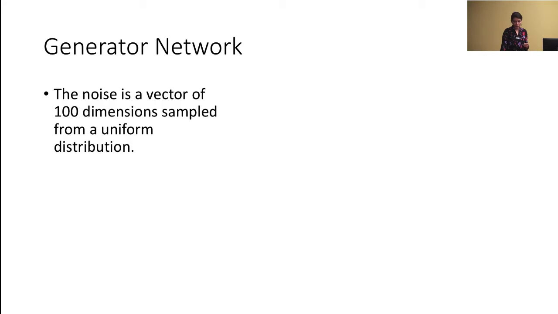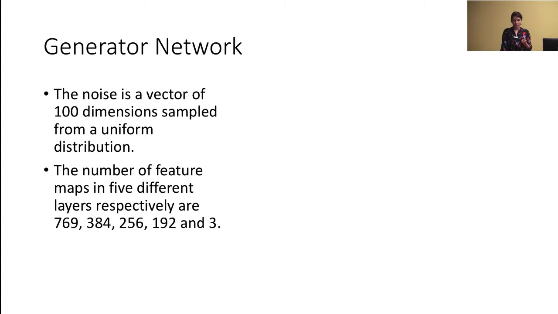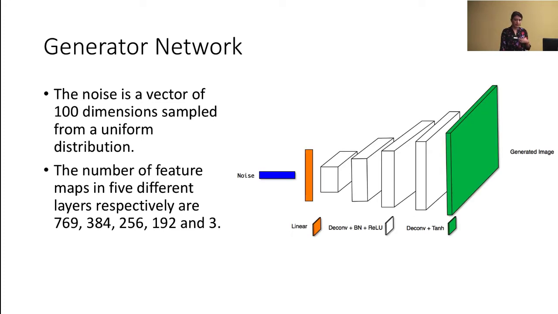And for the generator, the generator starts with noise. The noise is a vector of dimension 100 that's sampled from a uniform distribution, followed by different deconvolution layers. At the end, we get RGB images. So first we have the noise, then we use a linear layer to increase the dimension of that, followed by some deconvolution layers. At the end, we get this synthetic RGB image.